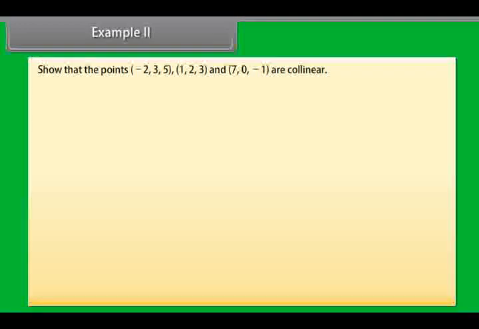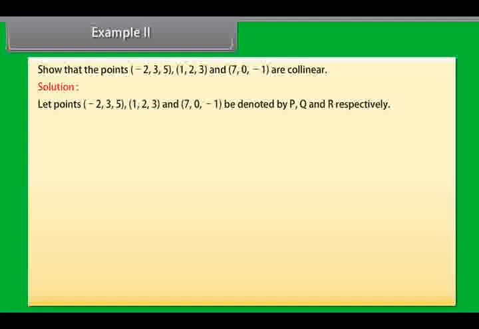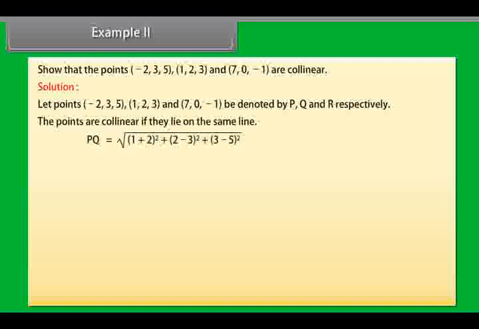Example 2. Show that the points (-2, 3, 5), (1, 2, 3) and (7, 0, -1) are collinear. Solution. Let points (-2, 3, 5), (1, 2, 3) and (7, 0, -1) be denoted by P, Q and R respectively. The points are collinear if they lie on the same line. PQ is equal to square root of (1 plus 2) square plus (2 minus 3) square plus (3 minus 5) square. After calculating PQ, we get square root of 14.